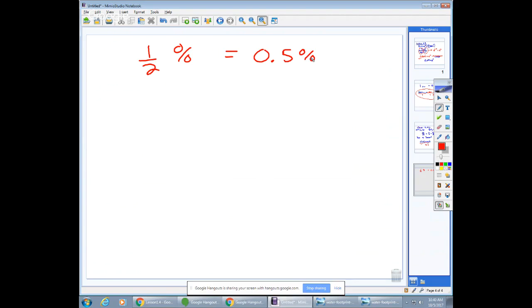If I need to do a calculation, don't I need to change that to a regular decimal? It's not currently a regular decimal because that percent symbol is sitting there. What's percent mean again? Divide by 100. So that's really 0.5 divided by 100. And dividing by 100 shifts the decimal point how many places to the left? 2. So I'm going to have a 0.005.